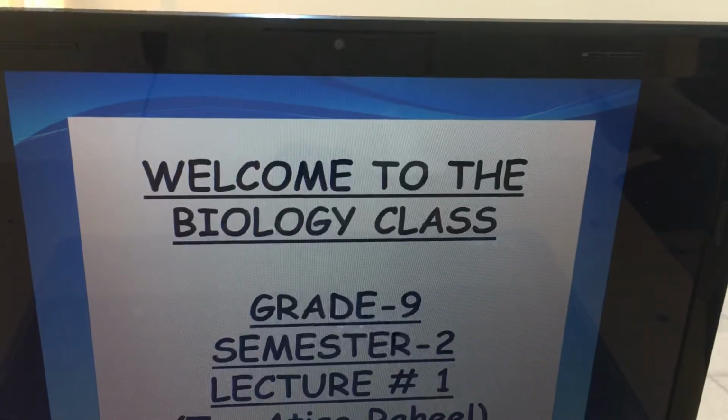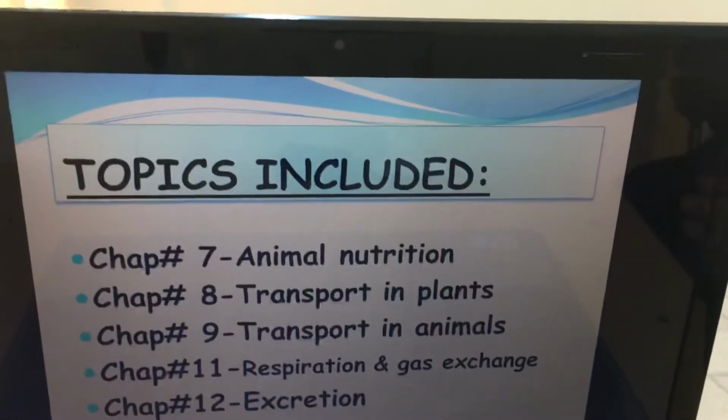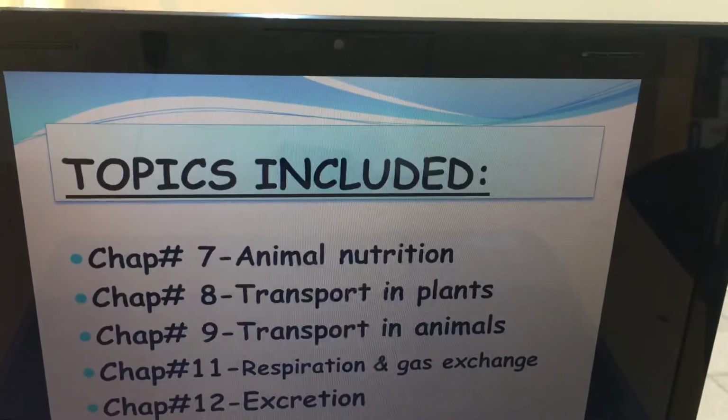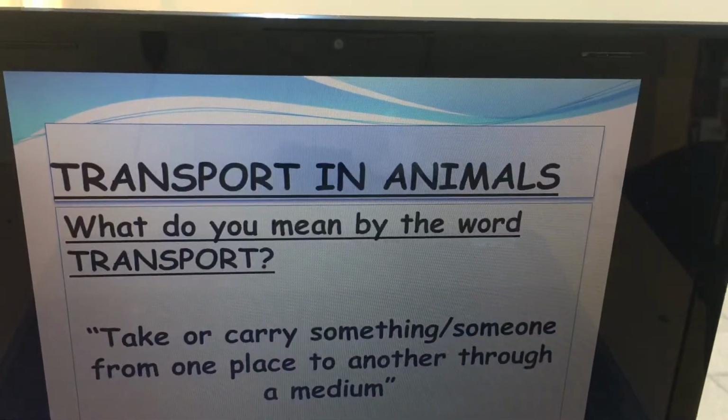According to our syllabus, we've already finished the first two topics, that is animal nutrition and transport in plants. So let's start with the third one, that is transport in animals. What do you mean by the word transport? We have already discussed in our previous lesson, transport in plants, that transport means to take or carry something or someone from one place to another by a medium.